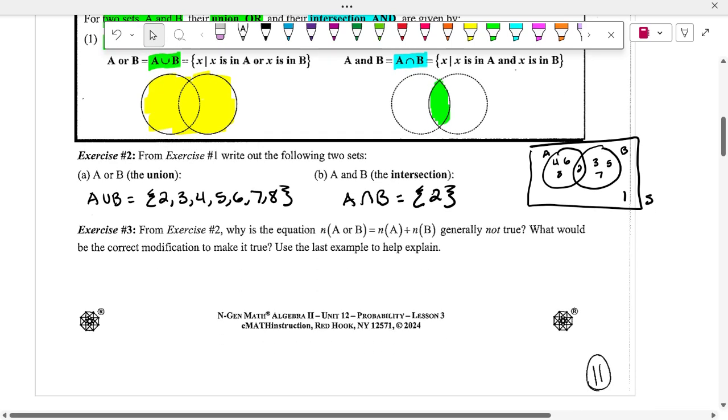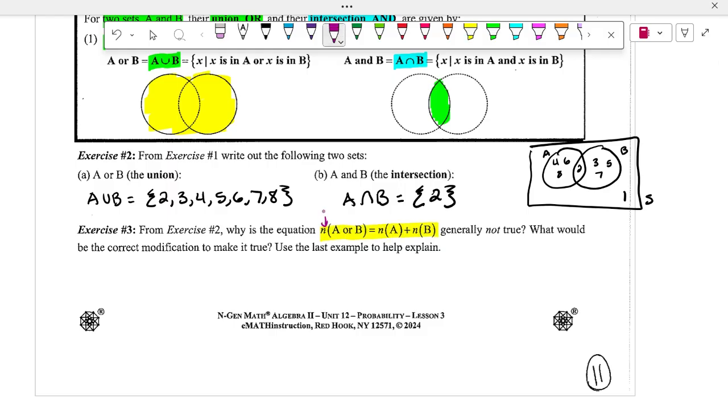Now, N means the number of elements. So this means the number of elements in a set. So why, in the equation, is the number of A or B not equal to the number of A plus the number of B? Generally, not always true. Here's my question: how many elements do we have currently in the union of A and B? 7. There's 7 elements.